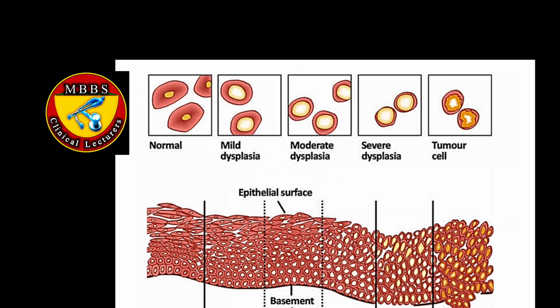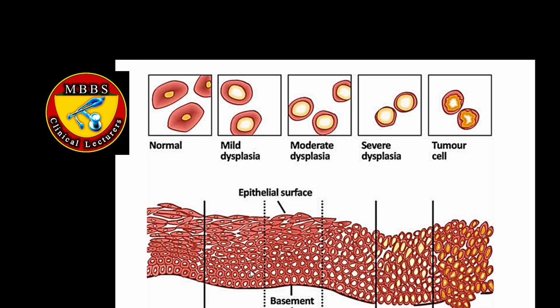Now this picture or diagram will nicely explain to you the concept of dysplasia and then invasive carcinoma. This is a normal stratified squamous epithelial layer. Let's look at the cellular morphology. There is a 1:4 ratio, that is, 1 part nucleus to 4 parts cytoplasm.